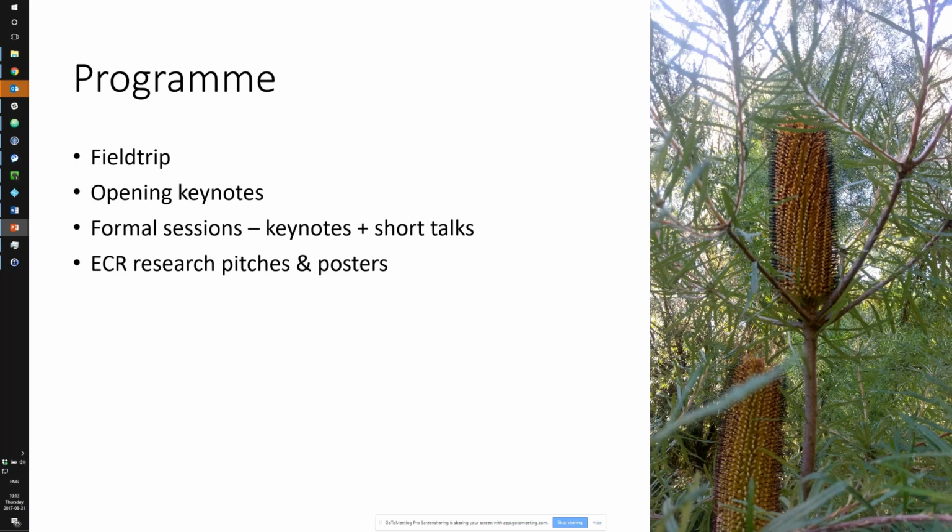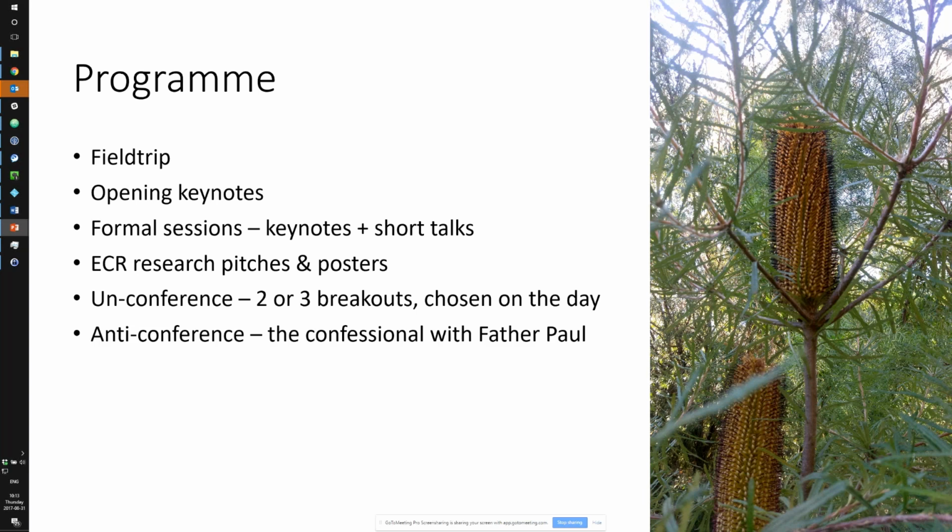So there were pitches from the early career researchers and also posters. A significant amount of the time of the symposium, in fact, the whole of every afternoon, more or less, of the 3 days was an unconference. Those were breakouts, 2 or 3 sessions, the topics of which were not fixed in advance, but emerged from the focuses kicked off by the keynotes in the mornings.